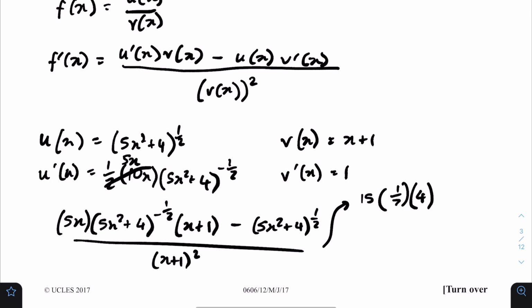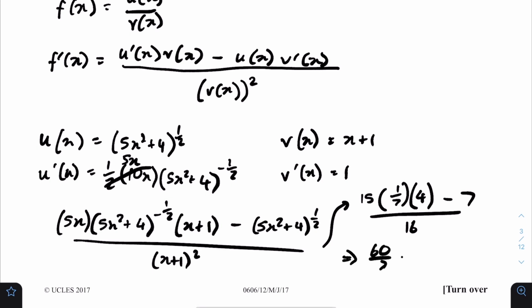Minus 5x squared plus 4, we already established with x being 3, 5x squared plus 4 becomes 49. 49 to the power of half is 7, so minus 7, divided by 3 plus 1 squared, which is 16. And this gives you 60 over 7.